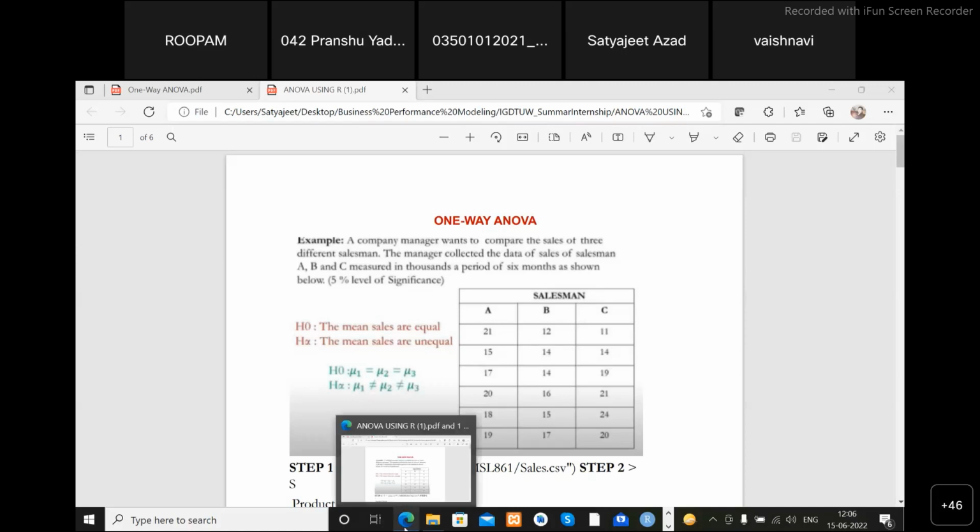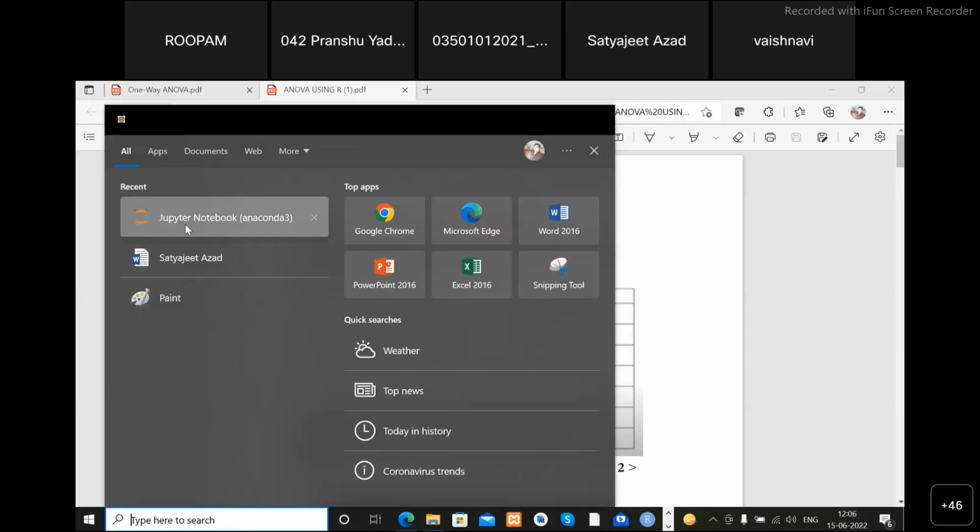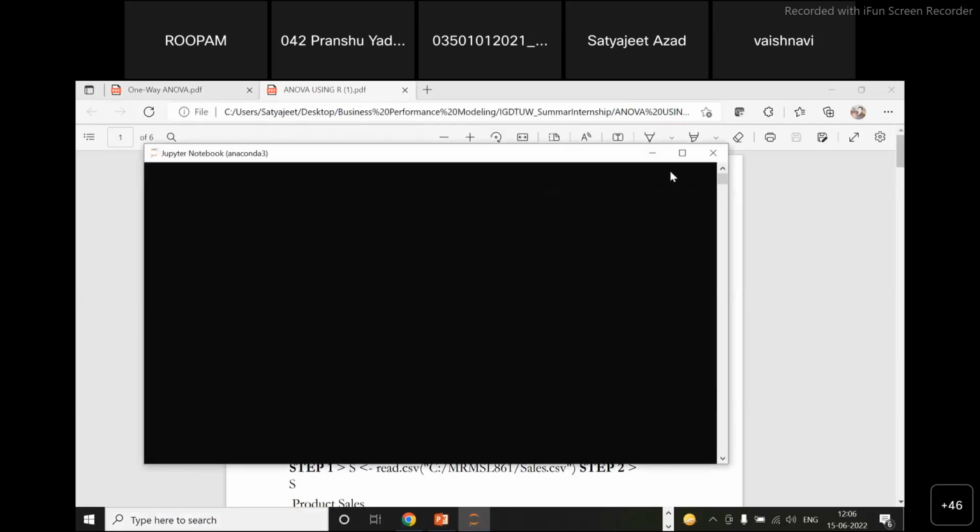I'm just using Python. So in Python programming, I'm just using Jupyter Notebook. Hope you can apply it using Colab, Google Colab, as well.